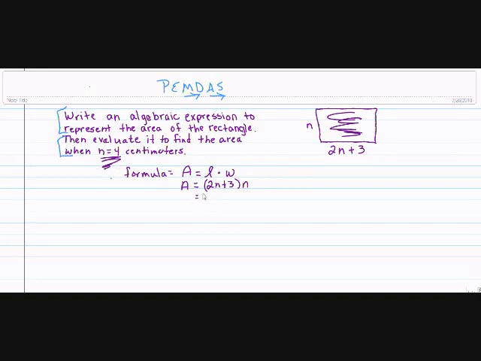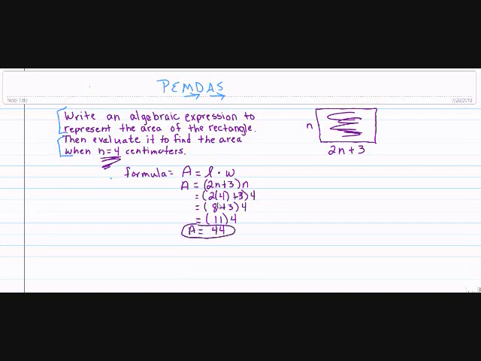So everywhere I see an n, 2 times 4 plus 3 times 4. According to order of operations, I'm going to solve inside the parentheses first. That means solving 2 times, I have multiplication and I have addition. I'm going to solve the multiplication first. 2 times 4 is 8 plus 3 times 4. Now I'm going to add. 8 plus 3 is 11 times 4. And now I'm going to multiply. 11 times 4 is 44.